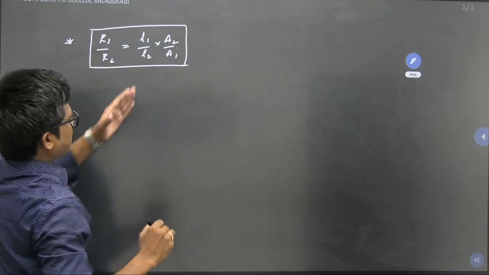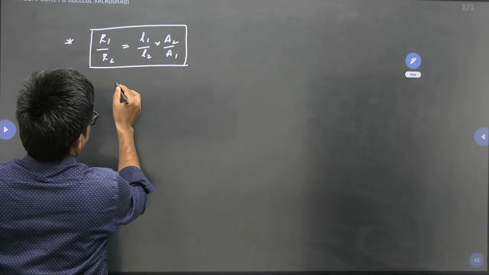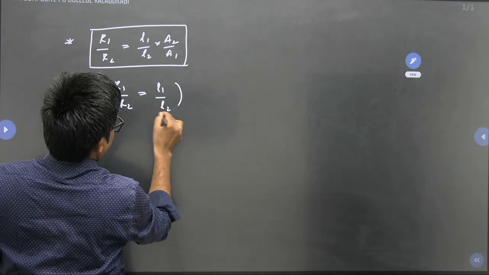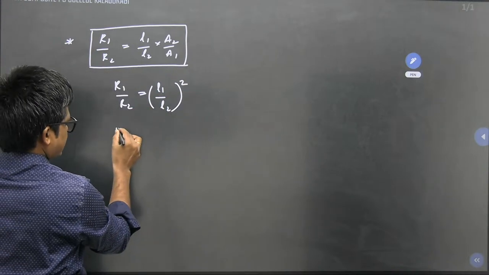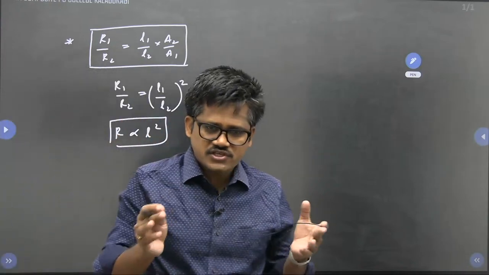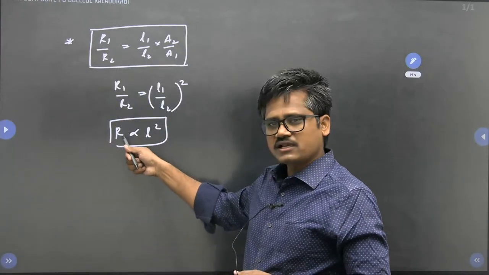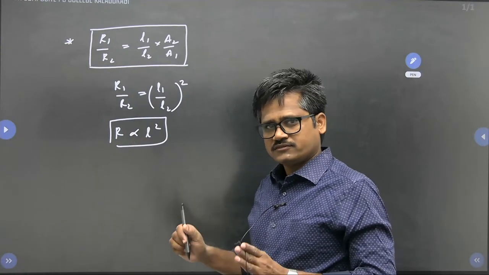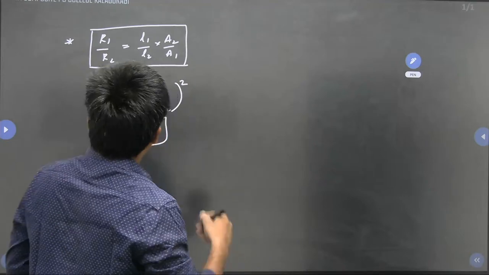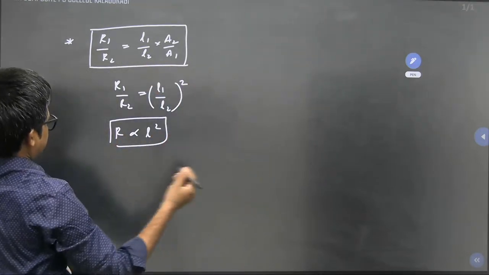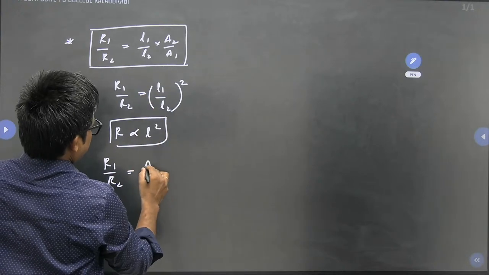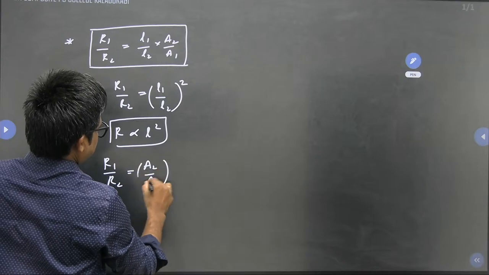And finally, by replacing A2 by A1, later on I converted that, it will be L1 by L2. This I had done. Then finally, I told you that in case of stretching, if you double the length, then resistance will increase 4 times. It is only for stretching. In the same way, if you replace the L with the area, as I told you yesterday, R1 by R2 will be equal to A2 by A1 whole square.